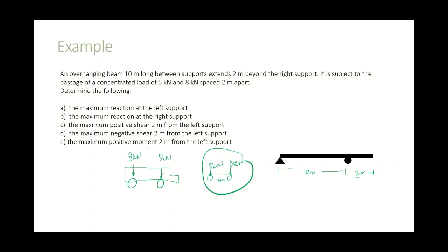Since it is not stated that the order is fixed, it means interchangeable. It can happen that the 5 kilonewton is here and the 8 kilonewton is there. The placement of the load is interchangeable. The only fixed thing is the 2 meters apart. For example, if this is a bridge, the vehicle can travel going to the right or going to the left. So, you can interchange the two concentrated loads as long as they are 2 meters apart.